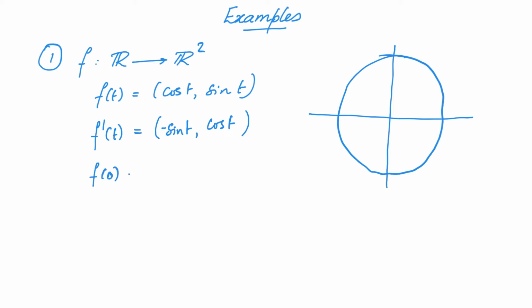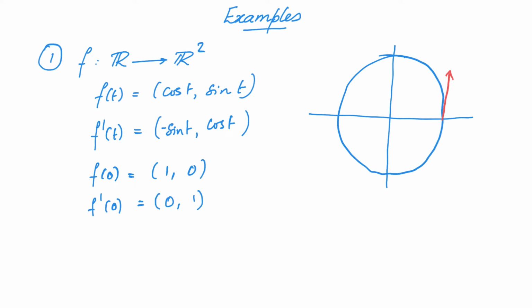Recall that f of 0 was equal to (1, 0), and from this computation we see that f dash at 0 is equal to (0, 1). That is, the tangent at the point (1, 0) is this vector (0, 1). Of course, notice that I have plotted the vector (0, 1) at the point (1, 0) instead of plotting it at the origin. But once we do that, it matches with our intuition that the tangent to a circle is a line that's perpendicular to the radius. So it matches very well with our intuition.